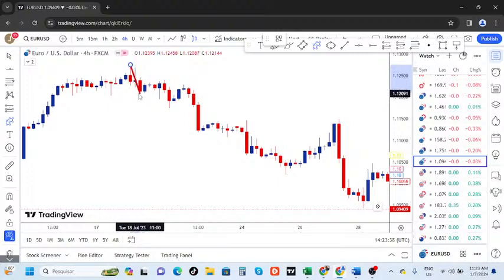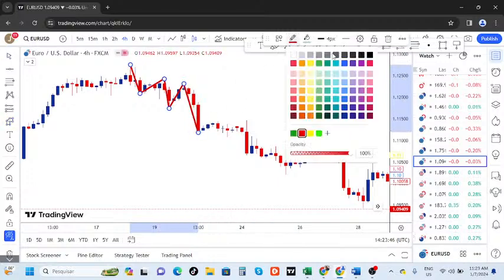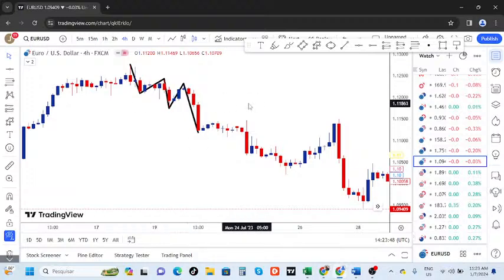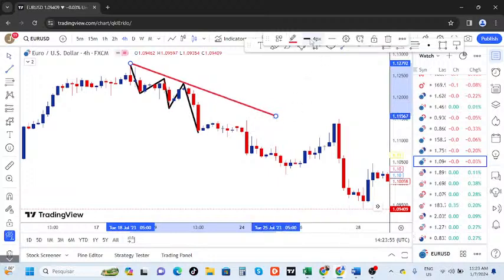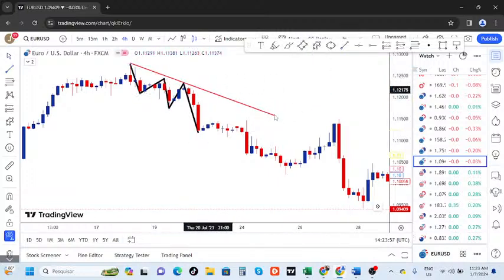So we have a lower low right here, a lower high right here, a lower low right here, and a lower high right here. The market did break to the downside right here, as we can see. And back in time, there was also the trend line confirming this trend all the way to the downside, as we can see right now.